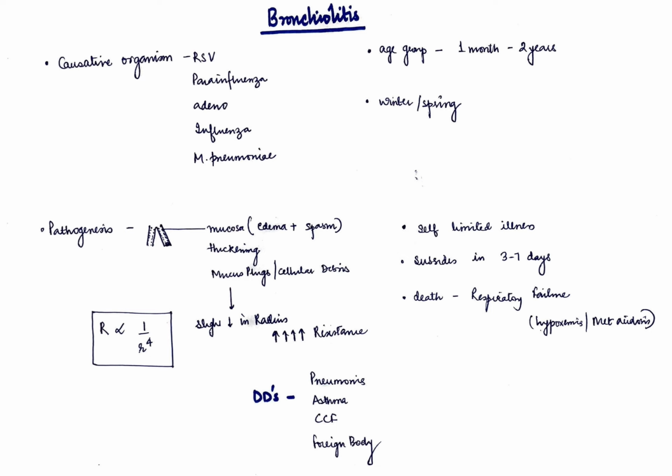Now, if we talk of the pathogenesis, whenever there is an infection due to these viruses, they will lead to inflammation of the bronchial mucosa. This inflammation will lead to thickening of the bronchial walls. So there will be edema and spasm of these bronchial walls, and there may be plugging of the secretions, which will lead to mucus plugs and cellular debris, leading to the clinical presentation of bronchiolitis.